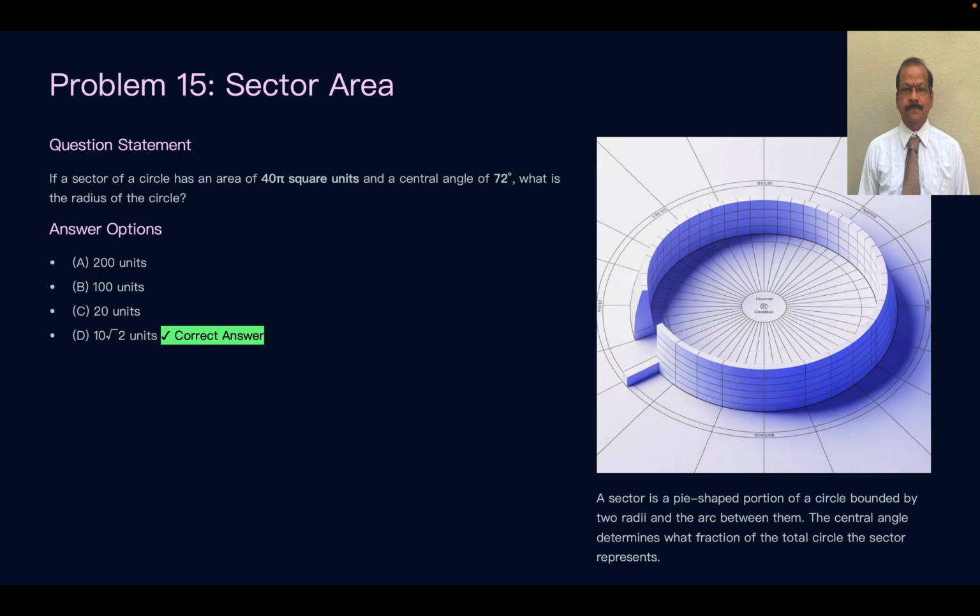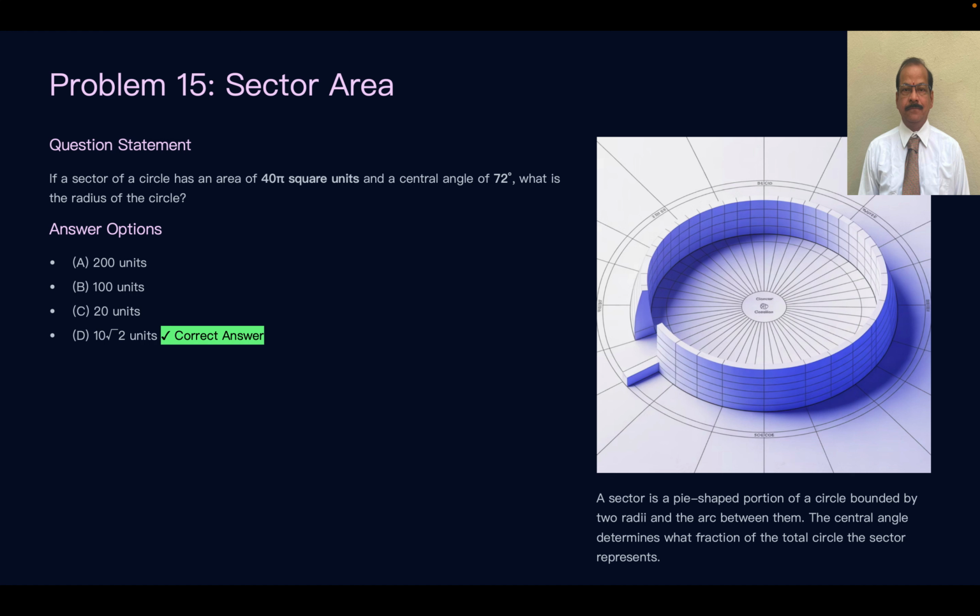This is related to sector area, right? The sector is part of a circle. So let us see. If a sector of a circle has an area of 40 pi square units and a central angle of 72 degrees, what is the radius of the circle? Options given are A 200, B 100, C 20, D 10 root 2.